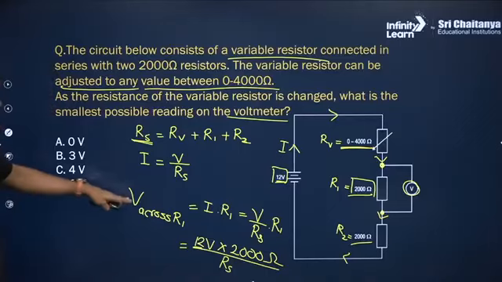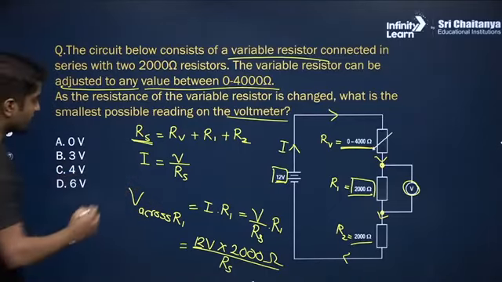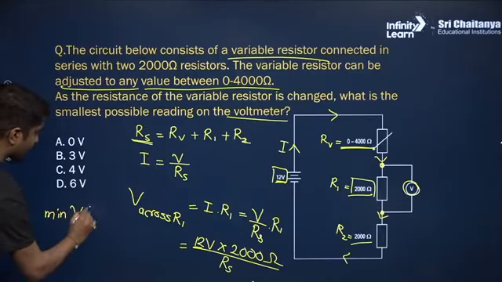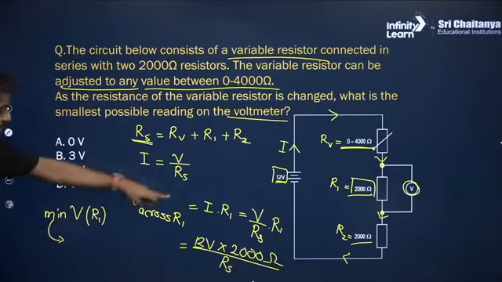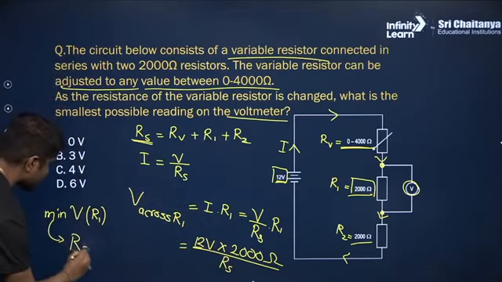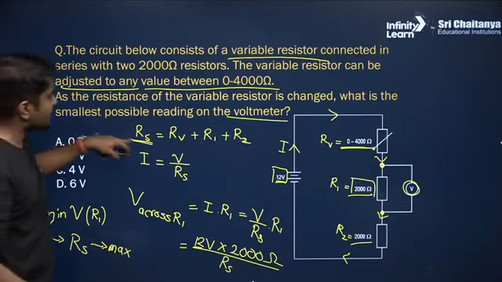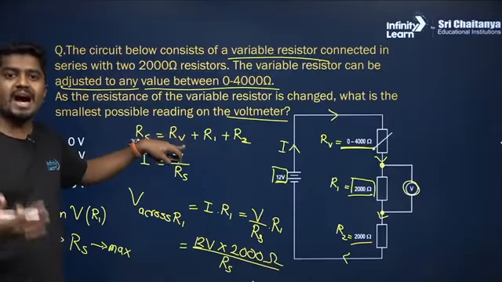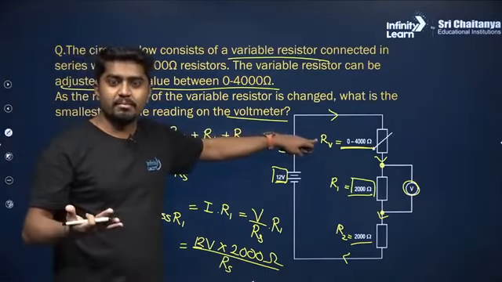Okay. So we want the minimum value of the voltmeter reading. If you want minimum V across R1, then Rs should be maximum. Rs should be maximum. So what is Rs? It is R1 plus R2 plus RV. So Rs is going to be maximum if RV is maximum, correct?